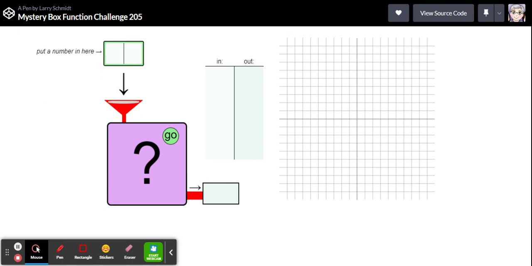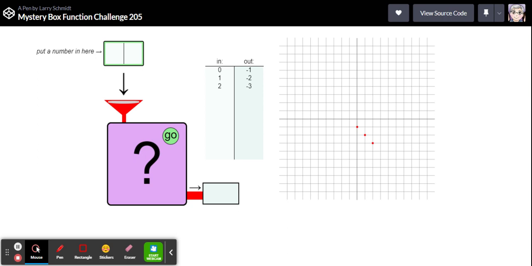Alright, let's begin with a 0. Okay, 0 gives us -1. How about a 1? And 1 gives us -2. How about a 2? 2 gives us -3. So far it looks like we have a line sloping downward.